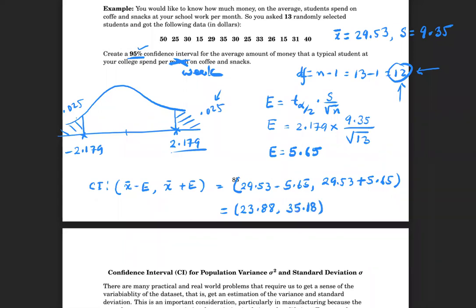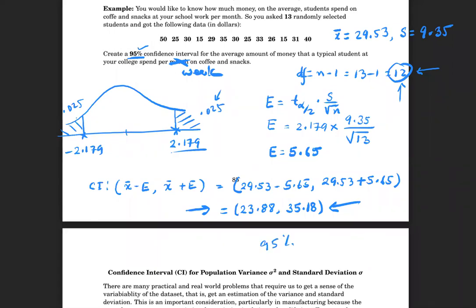$35.18. So on the average, you want to find out what the student population at your college spends per week on snacks. And from your calculation, you found that they spend somewhere between 23.88 and 35.18. And how confident are you in your calculation? You are 95% confident. And what does it mean again?